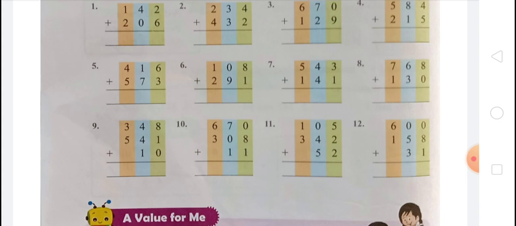Question number 11. 105, 342, 52. We have to add the first ones, that are 5 plus 2, 7, and 7 plus 2, 9. And we also say that 5 ones plus 2 ones plus 2 ones equal 9 ones. And on tens place, there are 0, 4 and 5.